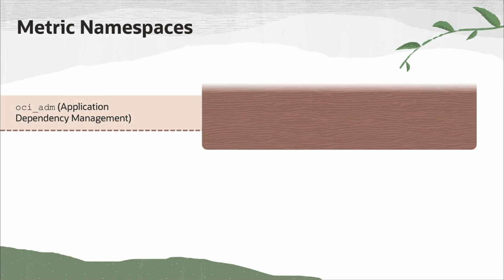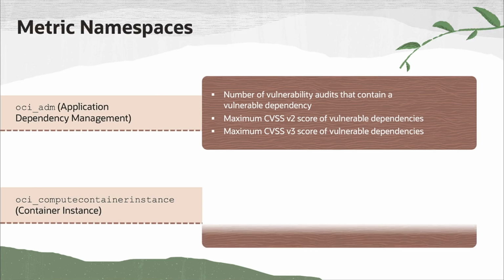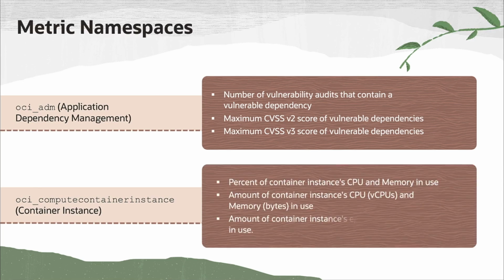Application Dependency Management, or ADM, is used to detect security vulnerabilities in application dependencies. So there are metrics for vulnerability dependencies, and they are combined in a namespace called OCI ADM. Then we have the OCI Compute Container Instance, providing you CPU and memory in use, both in percentage and in terms of actual resources. Now, there are hundreds of metrics that are emitted from different cloud resources, and it becomes difficult to remember each and every metric.